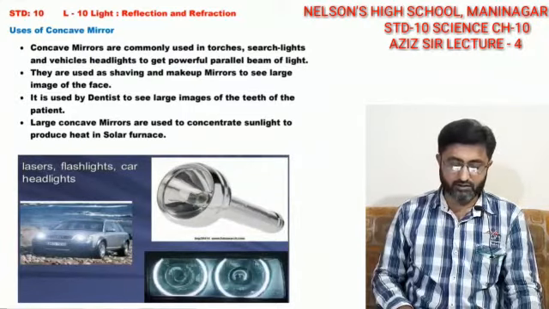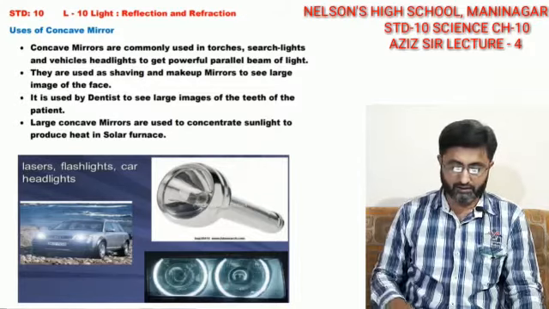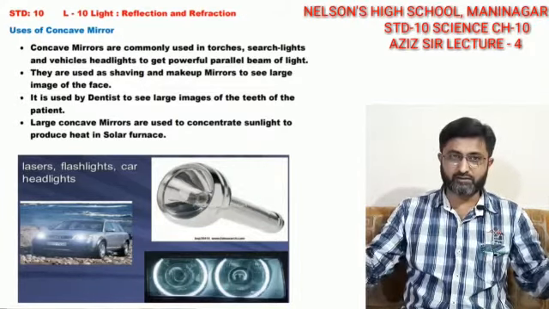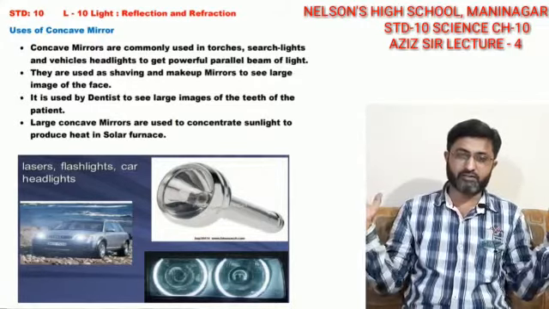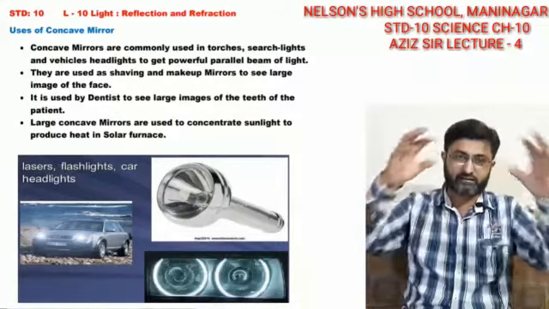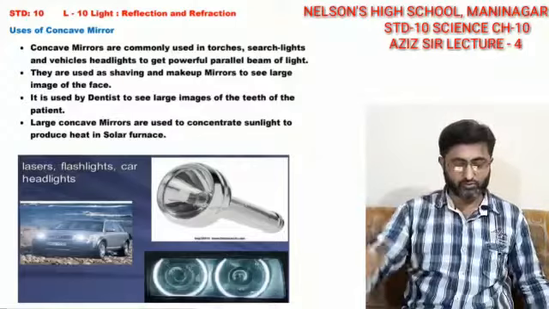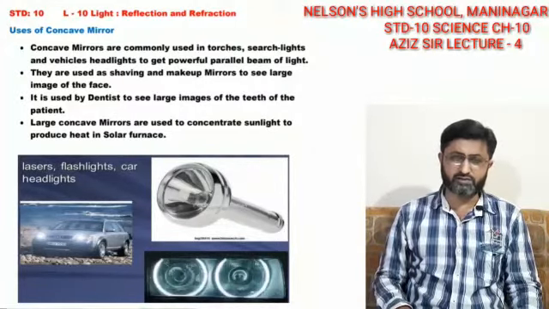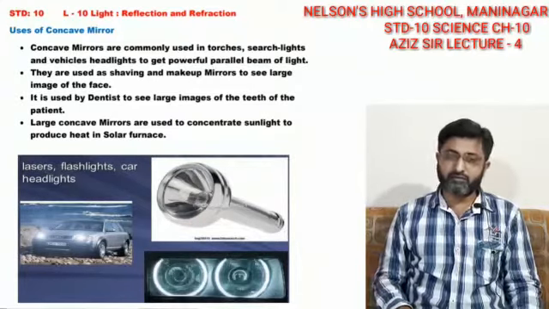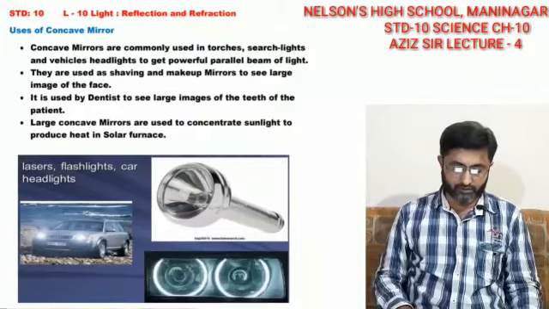The large concave mirrors are used to concentrate sunlight to produce heat. So they keep reflecting surfaces everywhere. When the light is falling on all the surfaces, the mirrors reflect it to a center point, which heats up, and this is how solar furnaces work. So this is how the uses are there. Many more uses are there. We are limiting ourselves according to the book, and we are trying to learn certain of them.